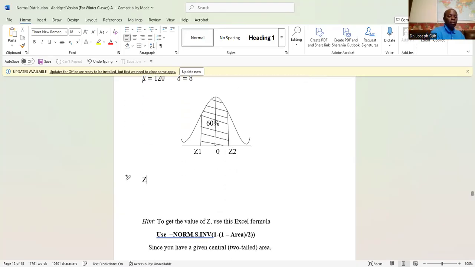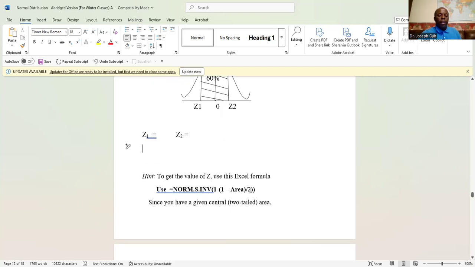Z1 and then Z2. I'm going to format this a little bit. Z2 and Z1. Once you get Z1, you get Z2, because by symmetry it's the same on both sides. I said that Z1 will be negative and Z2 will be positive.